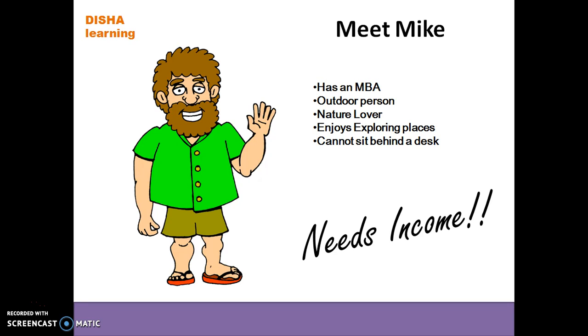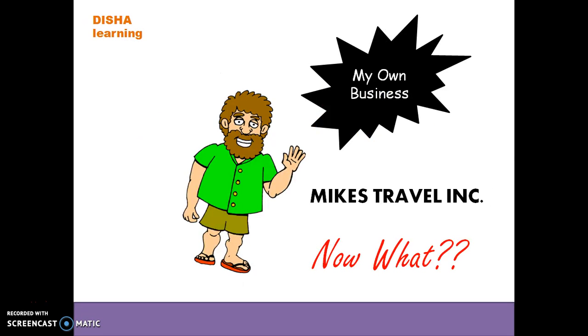Let's meet Mike. So say hi to Mike. Mike has an MBA. He's an outdoor person. You can see how he's dressed. He's a nature lover. He loves exploring places, and one problem that he has is that he cannot sit behind a desk. Now, he has traveled to many places. He has seen things, done stuff that nobody else could ever do or has ever done in their lifetime. He knows certain places, people. He has lived among tribals. So he knows a lot of things.